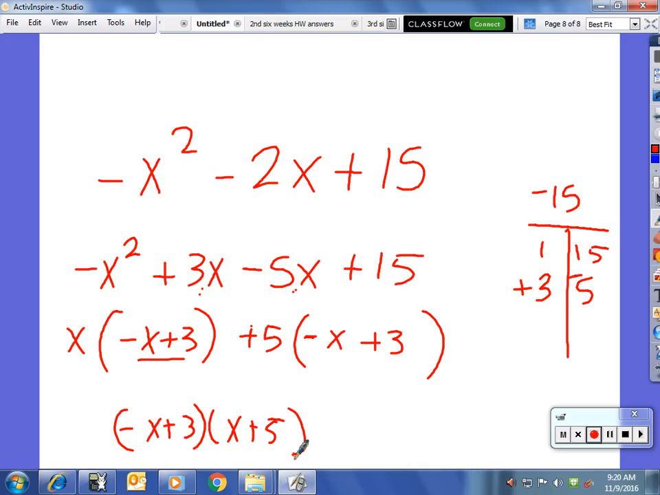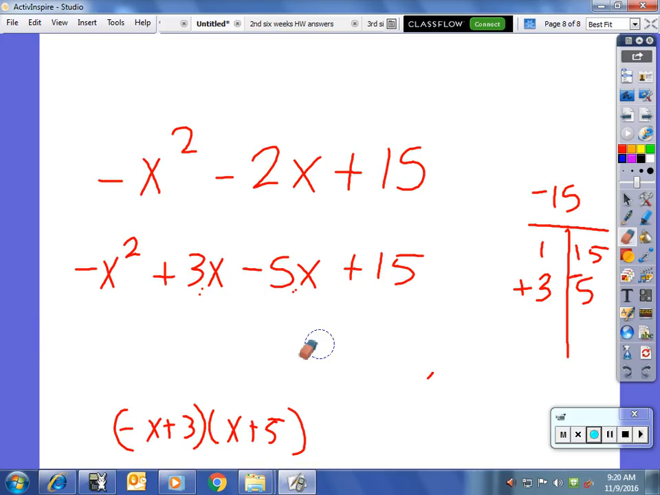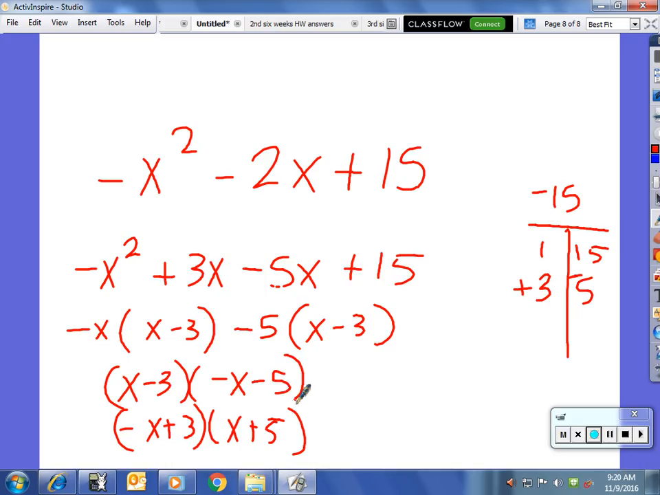Let's back it up a step because that did work. Some of you wanted to take a negative x out of the first two. Let's try it that way because it still should work both ways. And if you like it better that way, then maybe that might be an easier way. Let's take out a negative x, and what are you left with? X minus 3. That might make it better because now we're going to take out a negative 5, and you're left with x minus 3. So now we would take out x minus 3, and you're going to be left with negative x minus 5. So actually, there's more than one correct answer here. Both of these would work.